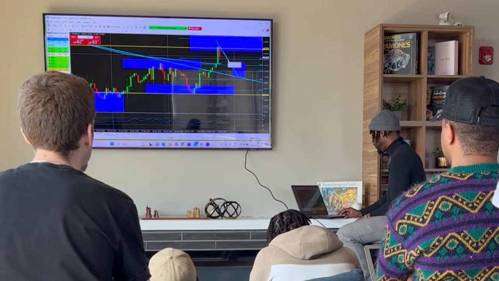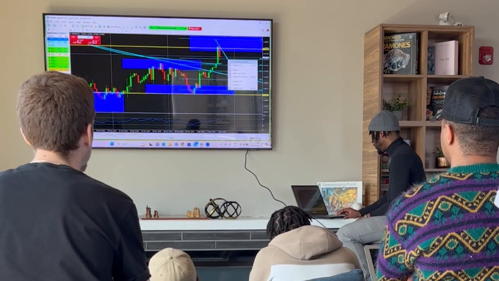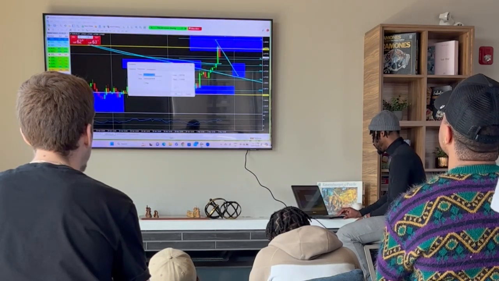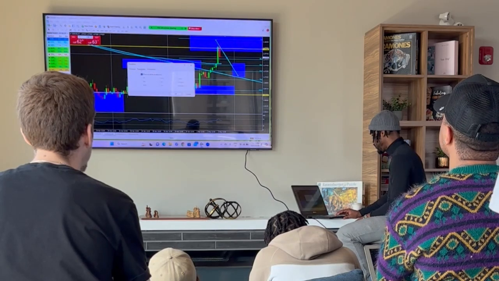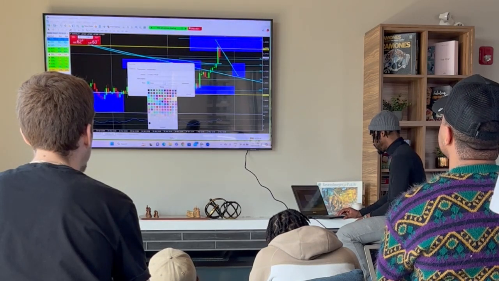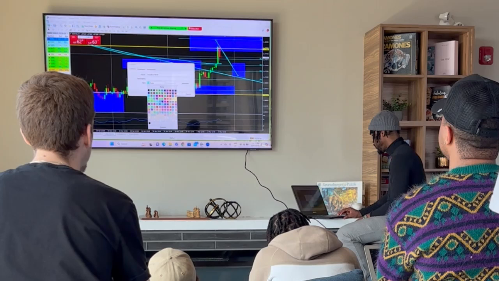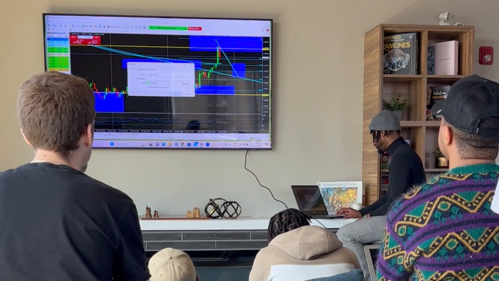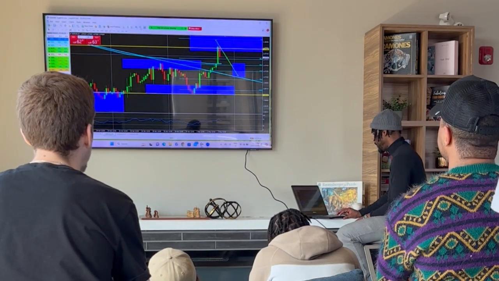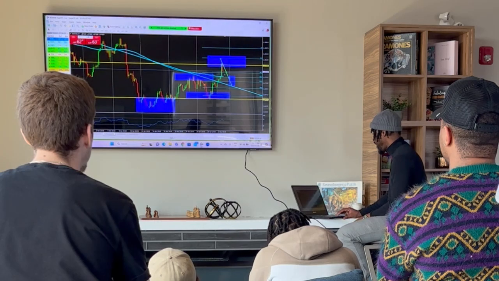We have a lot of blues, man. Let me change this to green. Right? And guess what? I'm actually going to place a buy limit at the 61.